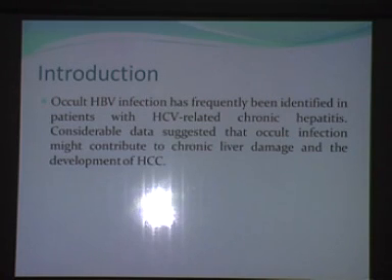Occult hepatitis B infection has frequently been identified in patients with hepatitis C related chronic hepatitis. Considerable data suggest that occult infection might contribute to chronic liver damage and the development of hepatocellular carcinoma.